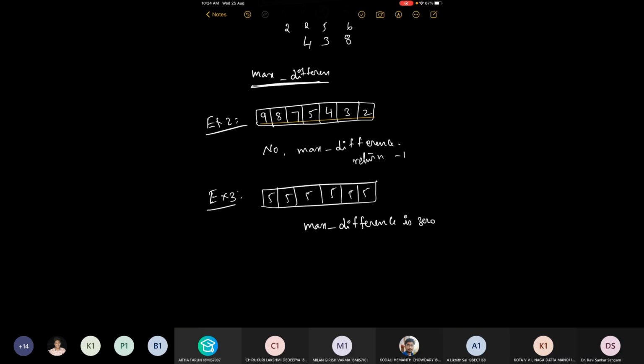Yes, sir. But here one more condition is there, that in the difference, the smaller value should appear before the larger value. If you consider 9, the max difference is 7, we agree, but is the smallest element on the left side or the right side? The right side is the small element, so we should not consider that.